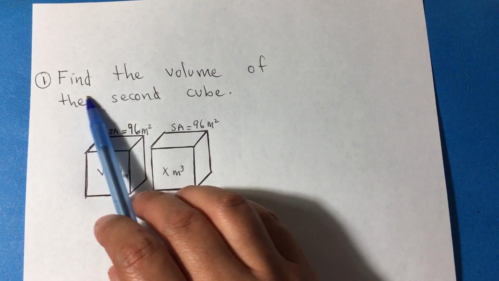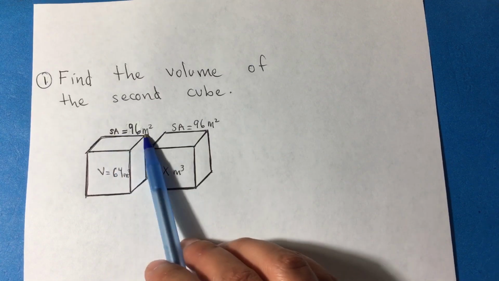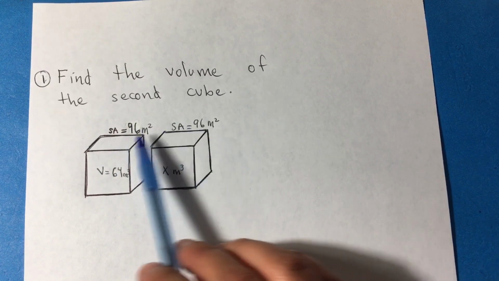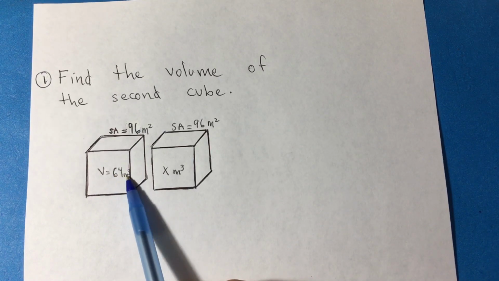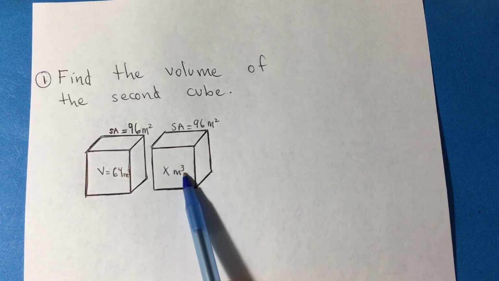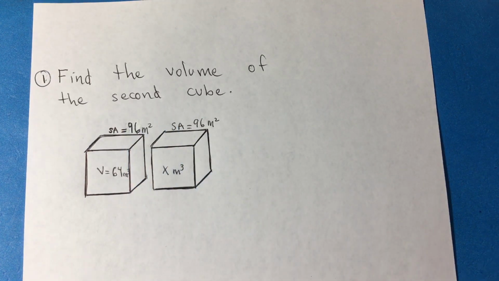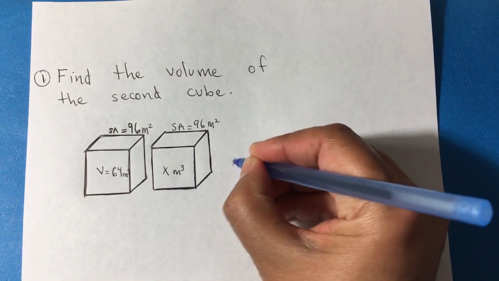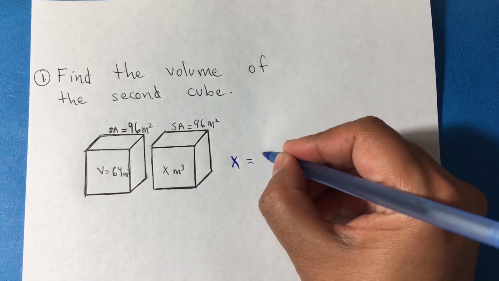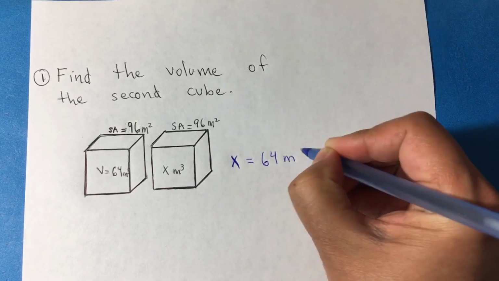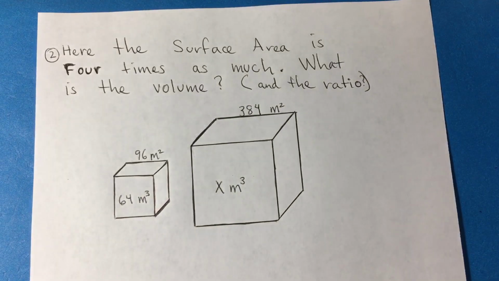Number 1 says, find the volume of the second cube. Now in here, if the surface area is the same for both figures, then if the volume of the first figure is 64 cubic meters, then when they have the same measurement, either in surface area or length or whatever, then we're going to have the same surface area and the same volume for both shapes. So X is going to be 64 cubic meters. So that's easy. But what about if we have something like this?